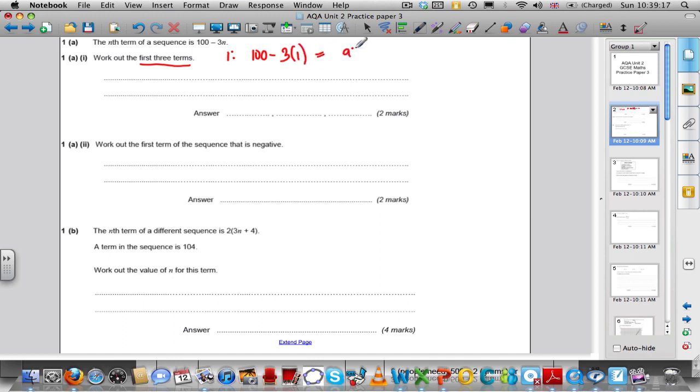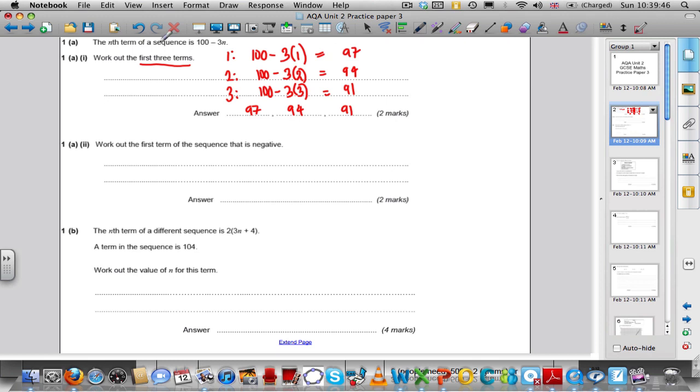And you get 97. The second term is 100 subtract 3 times 2, where n is 2 for the second term, so you get 100 take away 6, which is 94. And the third term is 100 subtract 3 times 3, which is 100 take away 9, which is 91. First three terms, 97, 94 and 91.